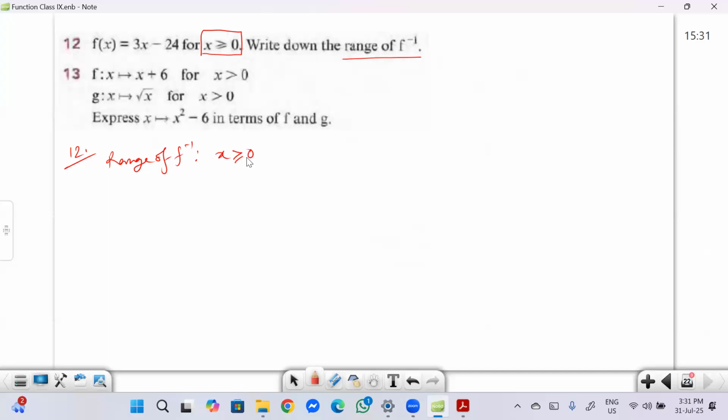বুঝেছি? বুঝলেন? As simple as that. Easy as that. Now 13 কি বলছে যে f of x equal to x plus 6, g of x equal to square root of x.